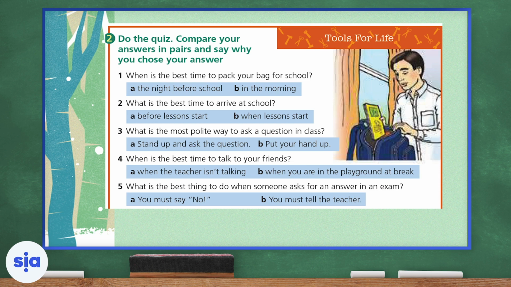Question 5. What is the best thing to do when someone asks for an answer in an exam? Is it A, you must say no, or is it B, you must tell the teacher?